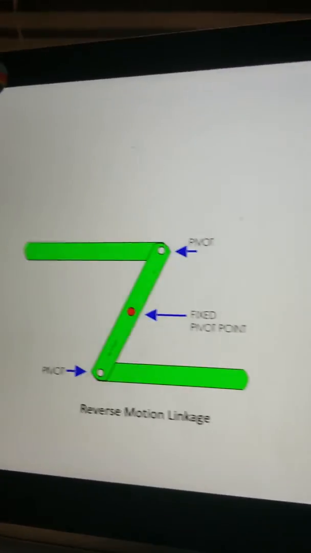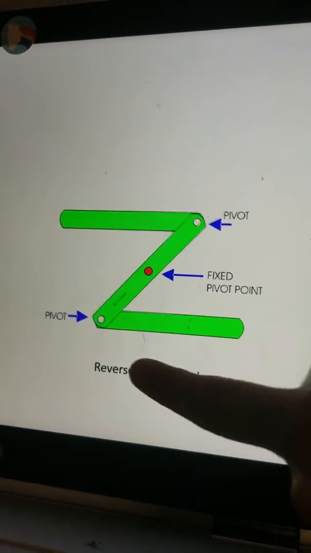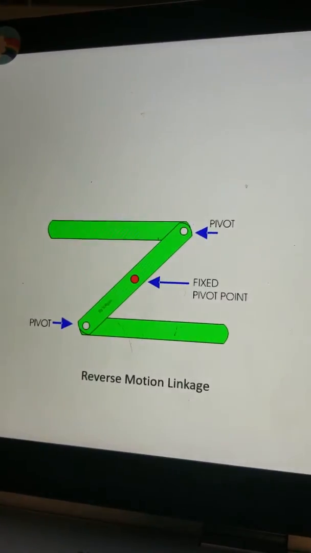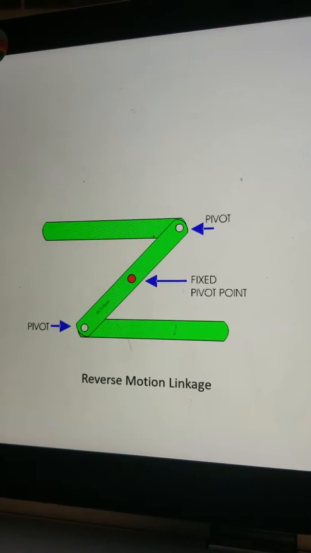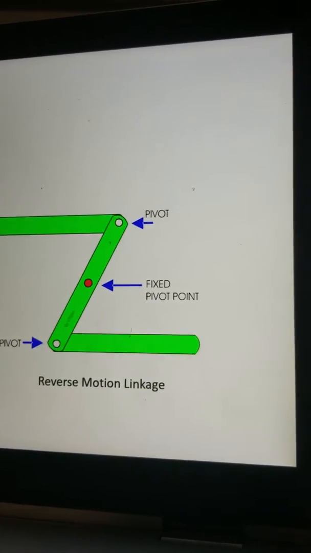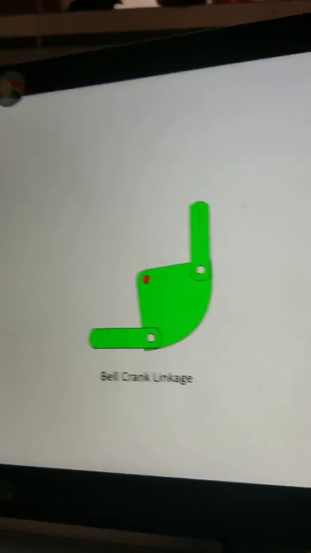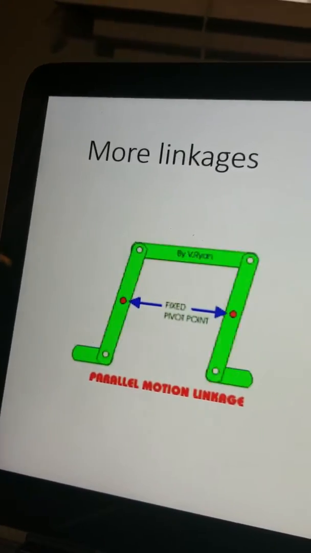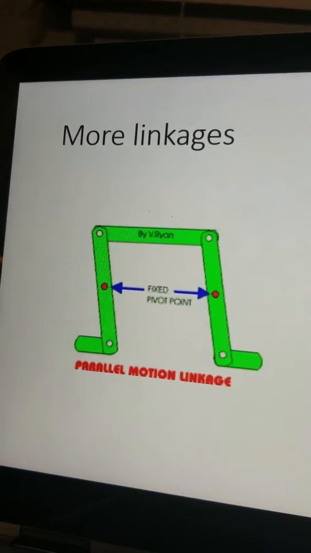Next is the reverse motion linkage. The top and bottom rods move in opposite directions. So, as the top rod moves to the left, the bottom rod moves to the right. The center of rotation comes from the fixed pivot. Next is the parallel motion linkage. All of the rods are parallel. The bottom small rods move in one direction, while the large top bar moves in the other direction.